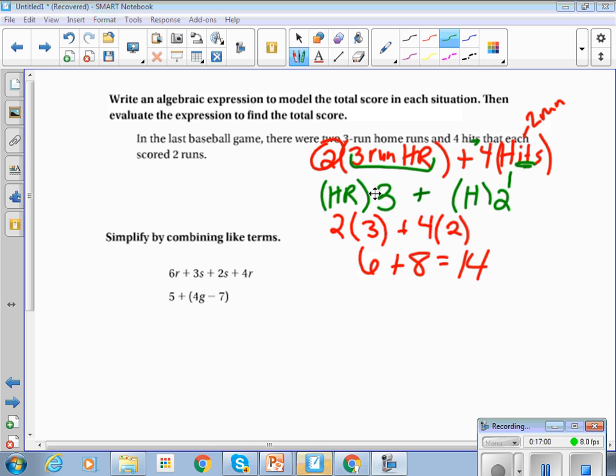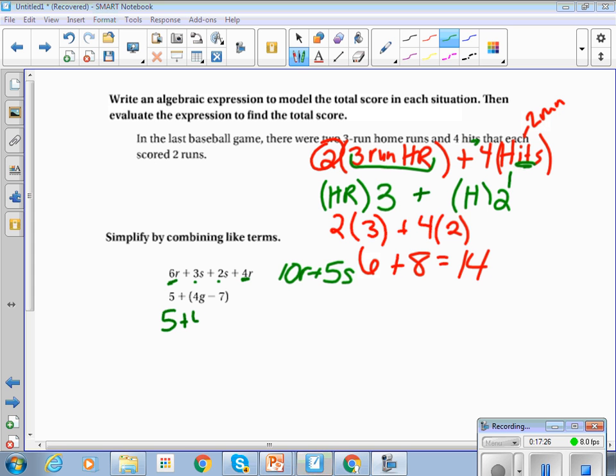All right, and then we're going to wrap this up. We're going to simplify by combining like terms. Remember, it has to have the same variable with the same power. So I have 6 R's and 4 R's. That gives me 10 R's. And I have 3 S's and 2 S's. When I add those together, it gives me 5 S's. Usually we alphabetize. So the R's come first and the S's come second.